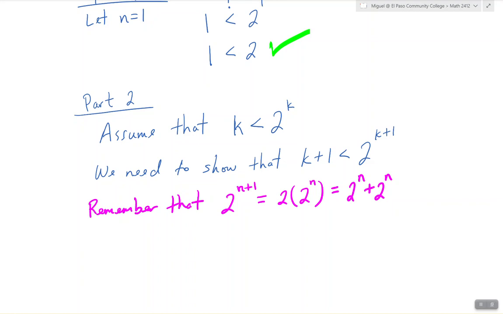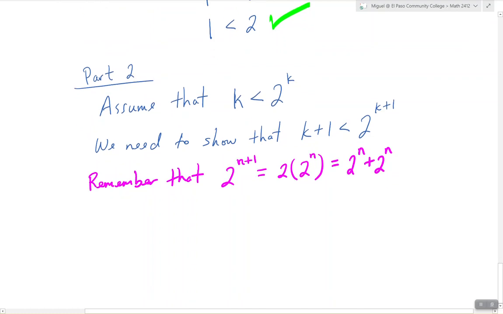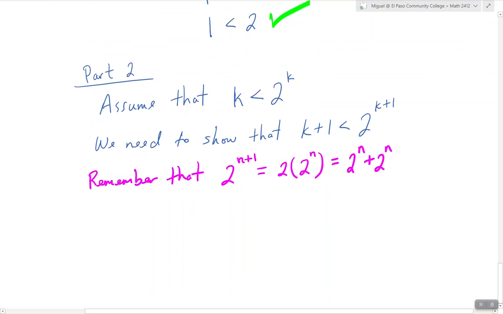Okay, so keep that in mind. Now let's see. We have 2 to the k plus 1, right? So by what we wrote there, we know that we could write 2 to the k plus 1 as 2 to the k plus 2 to the k. So let's write that out here: 2 to the k plus 2 to the k. That's the same thing as 2 to the k plus 1.